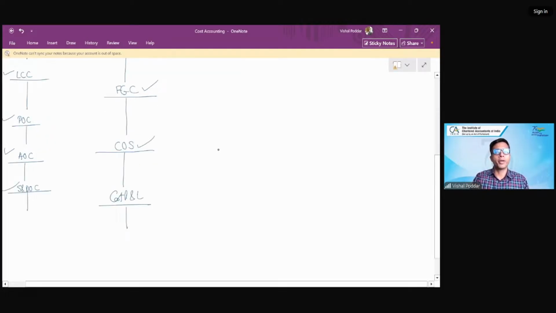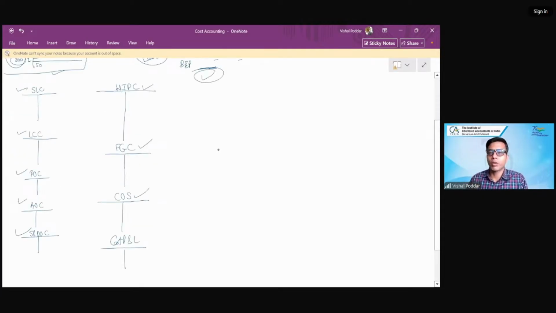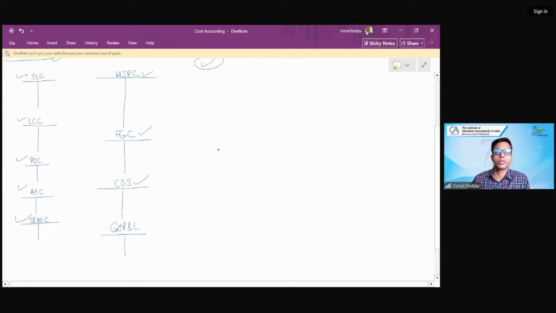Now, till this point, irrespective of the method of accounting, whether it is integrated or non-integrated, your set of accounts is the same, even for integrated, even for non-integrated. But what changes between integrated and non-integrated is the accounts after these accounts. So until these accounts, the cost ledger is the same, whether you are following the integrated method or the non-integrated method.